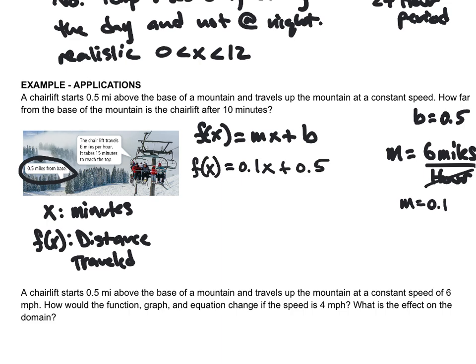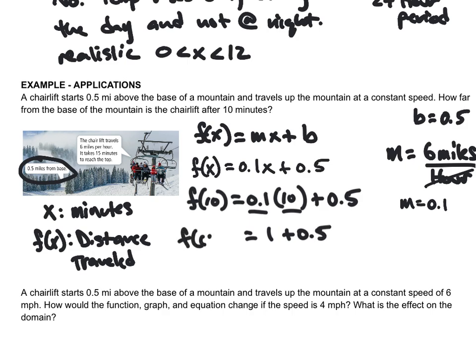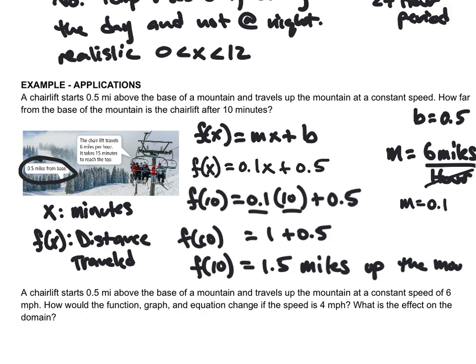All right, so now what we want to figure out is, how far is the chairlift from the base of the mountain after 10 minutes? So if I plug in and find f of 10, that's 0.1 times 10, and then plus 0.5. So 0.1 times 10 is just going to give us 1 plus 0.5, and f of 10 would then be equal to 1.5. So this would be 1.5 miles up the mountain, and that's interpreting that. And that's our answer for that part.